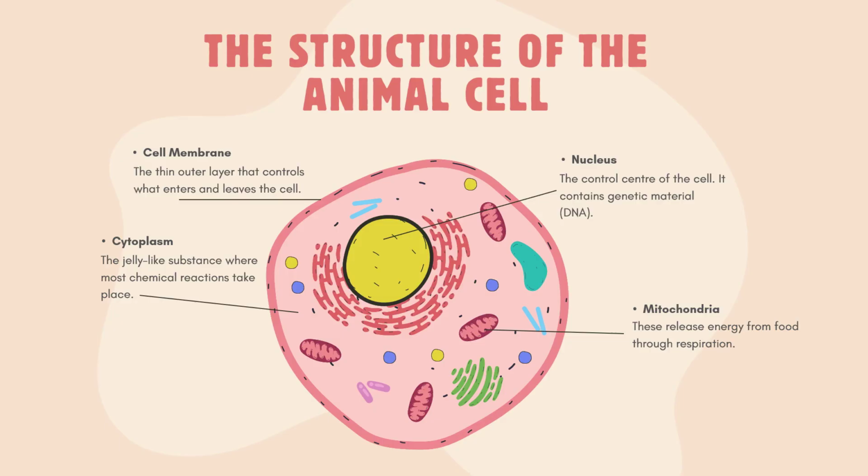So you can think of it as a school. The principal's office is where all the important decisions are made, right? And the office is surrounded by walls and doors. Similarly, the nucleus is the control center of the cell, and the nuclear membrane acts like the walls of the principal's office, protecting the DNA inside. Now let's learn about the four important components of the animal cells.